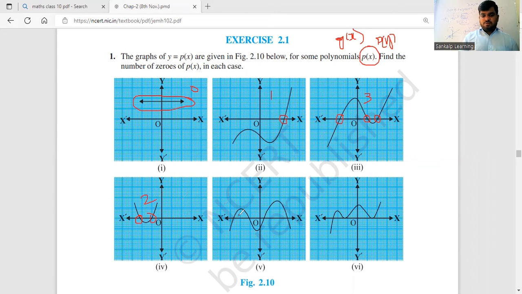Now coming to this fifth one, it is 1, 2, 3, 4. So totally it is meeting the x-axis at 4 places. Therefore the number of zeros is 4. And if you observe here, it is touching the x-axis at 1, and here also 2 and 3. So totally it is 3. So this is the graphical meaning. So throughout this chapter, we'll be discussing quadratic polynomials.